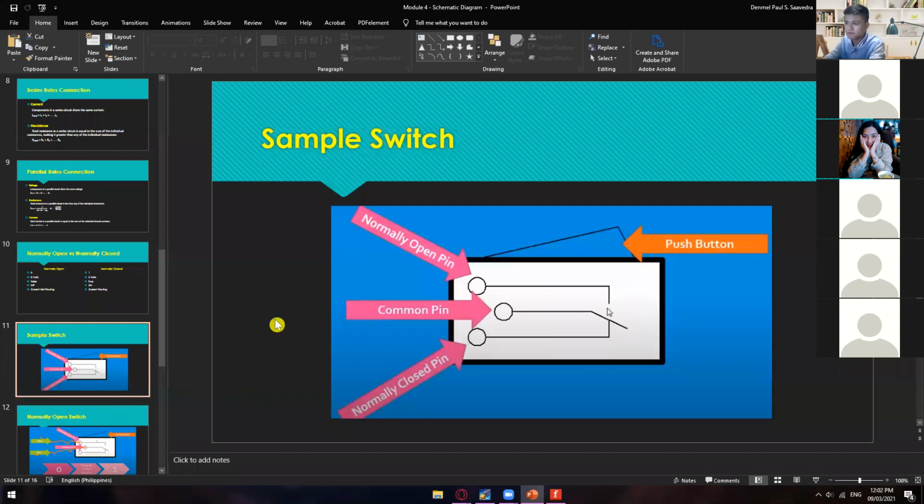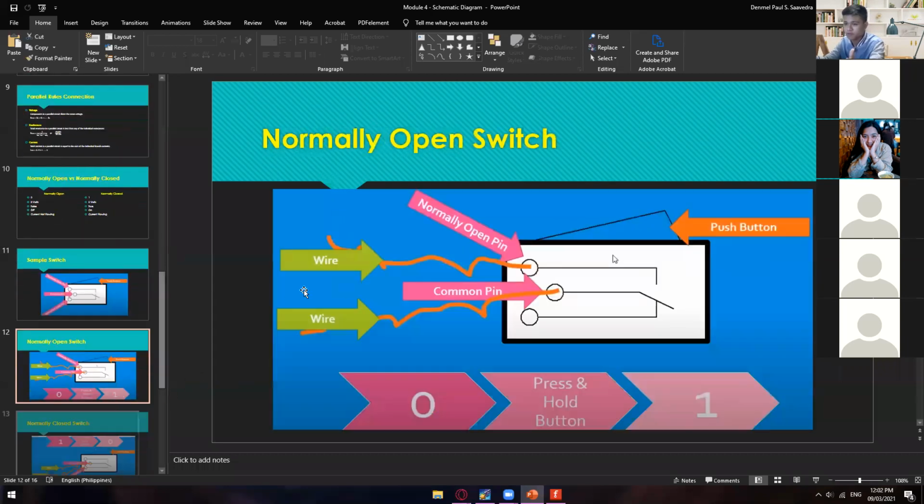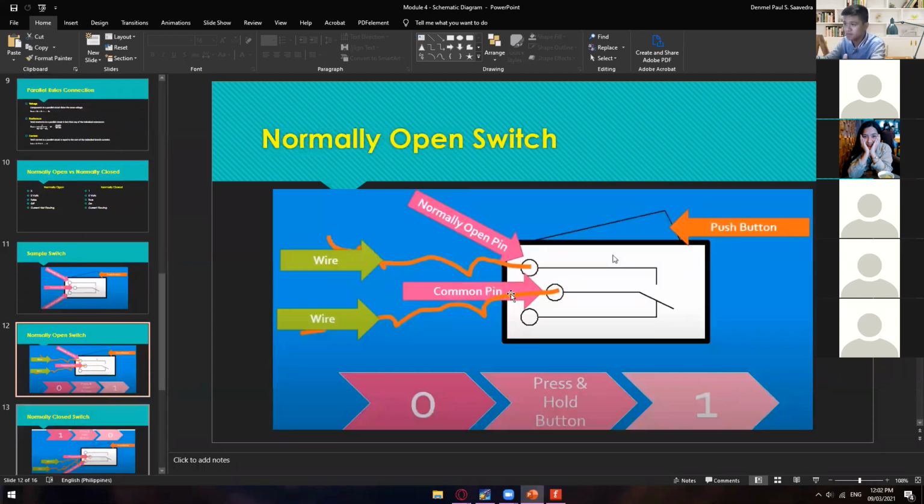So for us to have a clearer view of this, we have here the normally open switch, wherein of course you have to connect the wire here and the wire here. Initially, since it's open, there is no flow of current, it's 0. But once you press this push button, or hold it, it will connect this wire to the common pin. The common pin is like our ground, wherein it will give you 1, as it is now connected with the other wire.